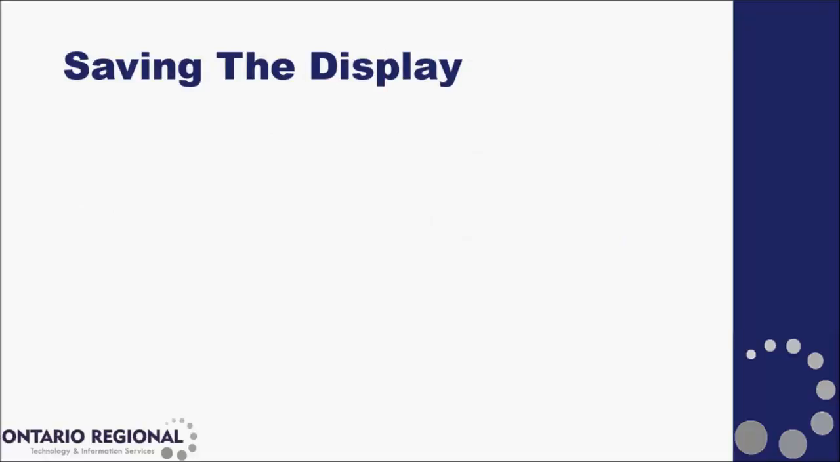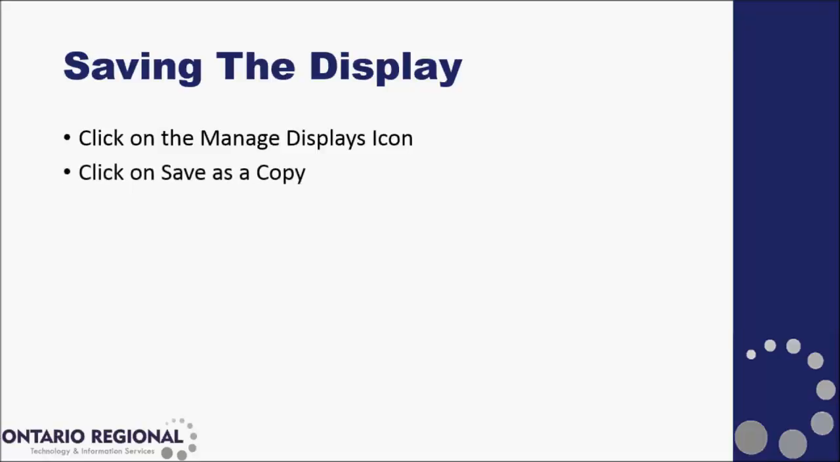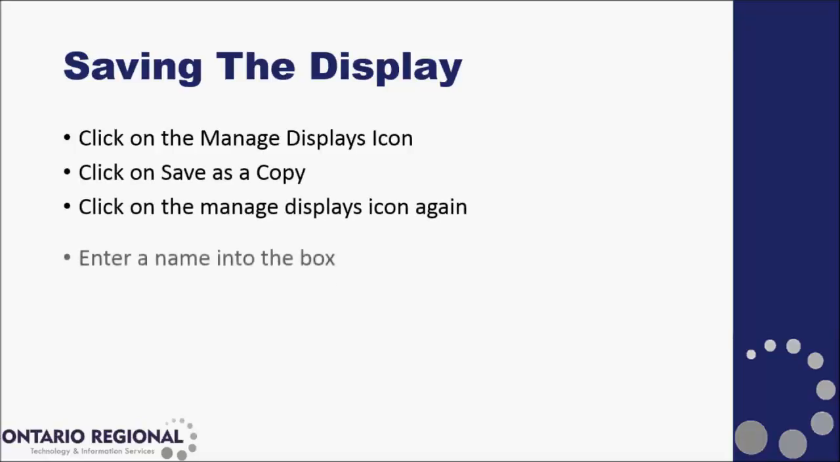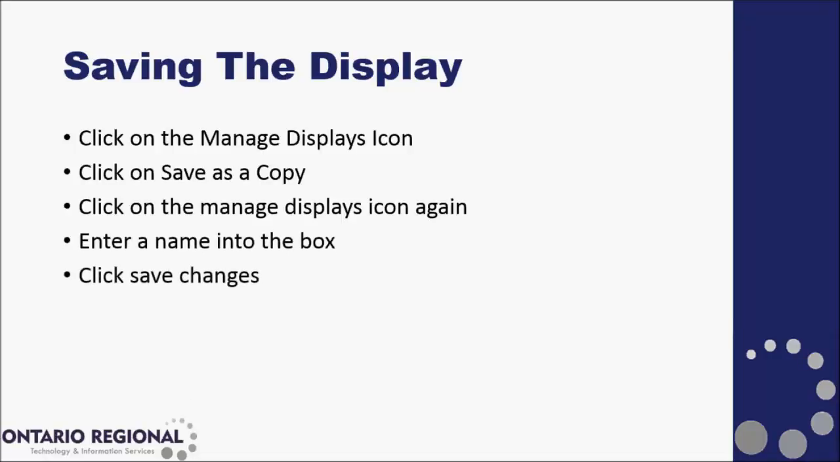Finally, we learned how to save a display. We click on the Manage Displays icon located in the top right corner of the results. Click on the link that says Save as a Copy, and then we can rename that copy by clicking on the Manage Displays icon again, and then entering a name into the box and clicking Save Changes. Note, when entering the name into the box, make sure that your cursor stays over top of the menu, or else the menu will shrink away.